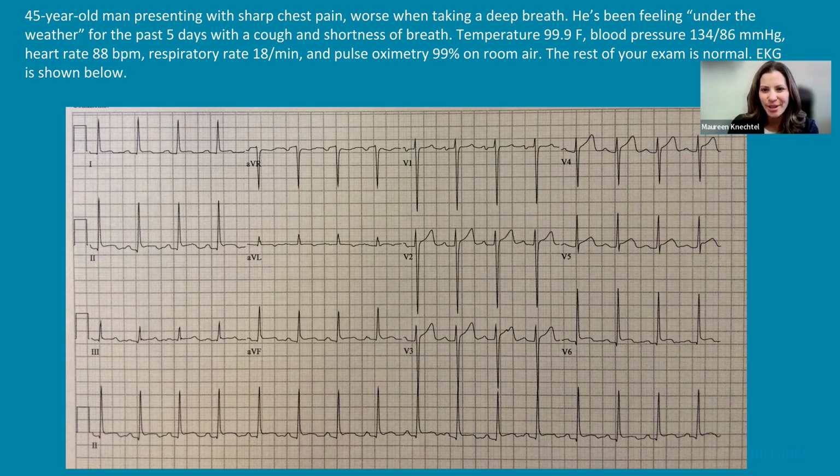Okay, this is our last question. We almost made it. A 45-year-old man with sharp chest pain, worse when taking a deep breath, not been feeling great for a few days, cough, shortness of breath. There's the vital signs. Take a look at the EKG and see what you think. Give you a little bit of time here, and then we'll go into our last question.